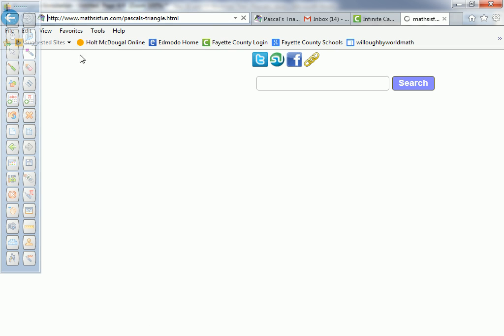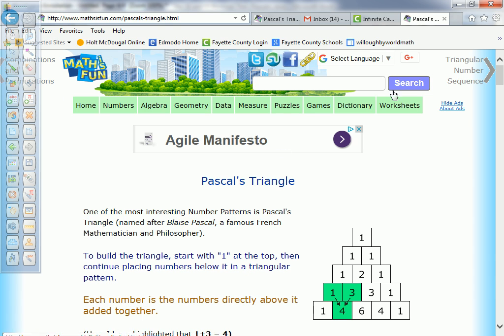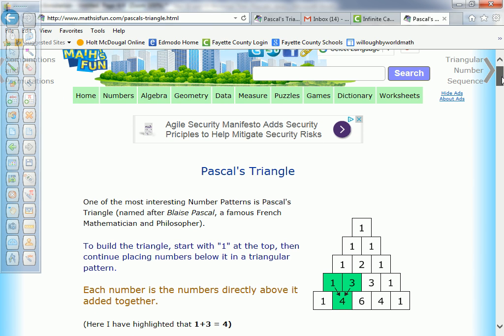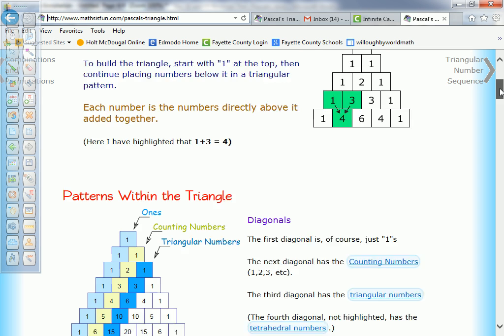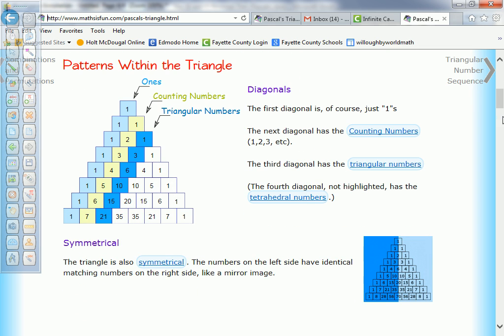There we go. All right, so here's a website I really like. It's called Math is Fun. It has lots of cool things about Pascal's, and you'll see this again today, or this is already the second time you've seen it. So the first thing it talks about is how to build Pascal's, and we just talked about that too. But there's lots of cool things hidden within Pascal's triangle.